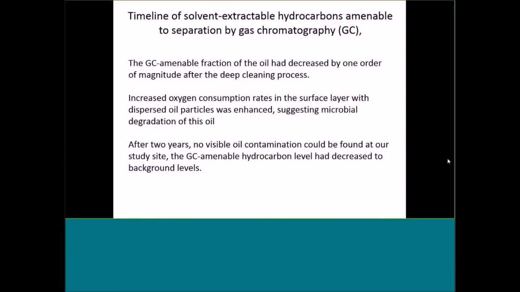Is the oil gone? No. The reason for that is because we measure only a fraction of what's actually out there, which is the GC, or gas chromatography amenable fraction of the oil. Because the gas chromatograph that we use for the oil analysis will only accept the nonpolar compounds. And when you have increased oxygen consumption, you may think it's not only the nonpolar components that you look at.